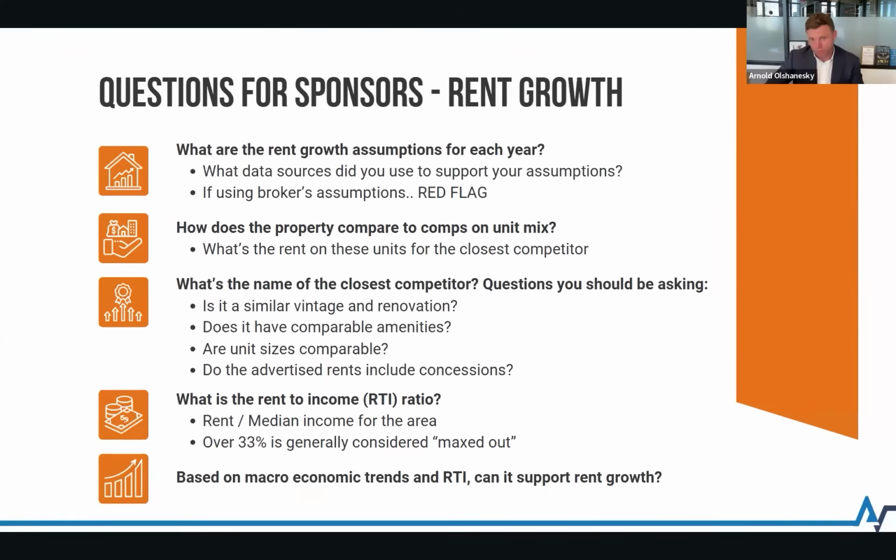So the first is, when we're speaking with your sponsor, ask her just a very simple question: what is the rent growth assumption that you're assuming for each year? Now, sometimes they're going to assume maybe 2% or 3% in the first couple of years, and then maybe in year 3, they might assume that it jumps up by a percentage point. So you want to hear what they have to say, and you want to write it down.